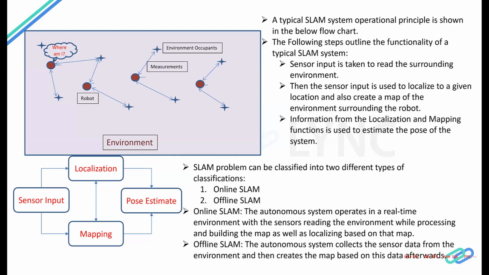Okay. The second classification is offline SLAM. Offline SLAM collects the data of the environment beforehand, and then creates a map from it, and this map is used to localize a robot in a different way, after the map has been constructed, using this previously collected map information from the sensor data. Okay. Going to the next one.